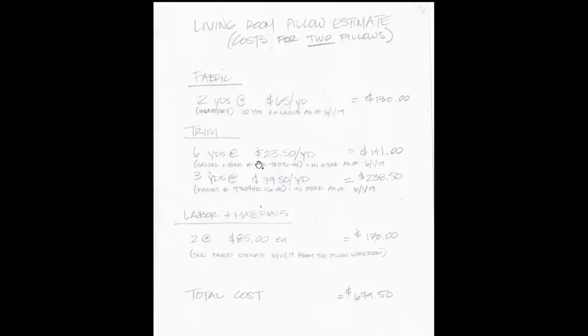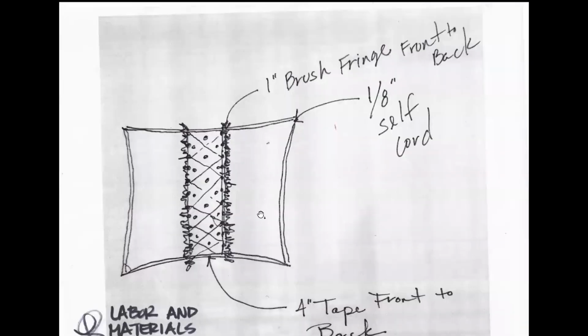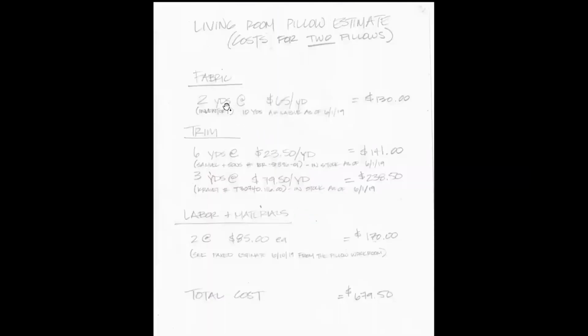Now, we also can look back on this and see that we're going to need fabric here, and we're going to need this tape here, and then the brush French here. So there's 3 other materials that are being used here. So you can see the fabric here, we need 2 yards.